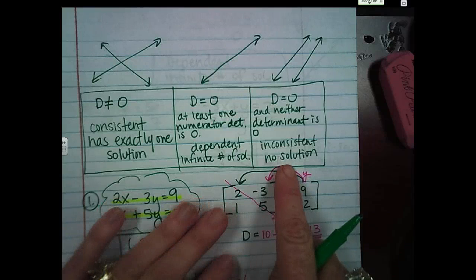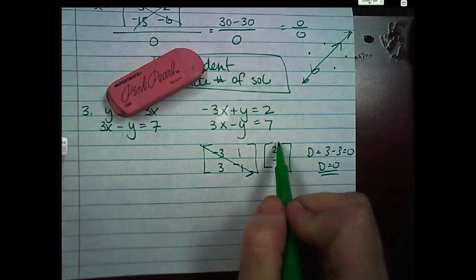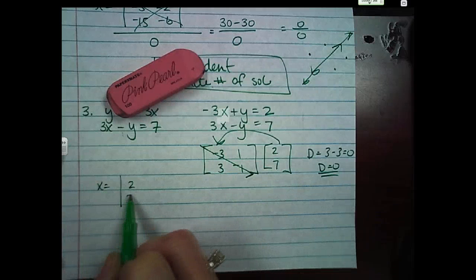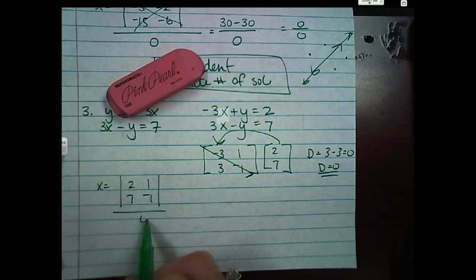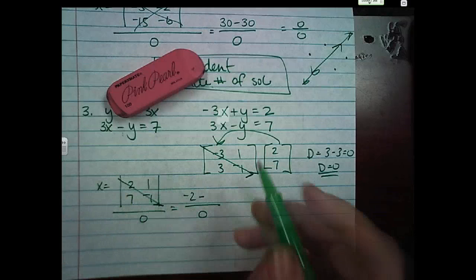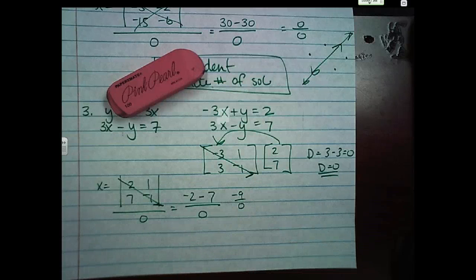You see it? Okay, so let's finish solving it to prove it. So to find the x, I'm going to plug this in. So 2, 7, 1, -1. We know it's over 0. So you're going to have -2 minus 7. So -9 over 0. So that's not 0, right? The numerator has to be 0 at least one time in order for the line to be the same. If it's not either time, then they're parallel.